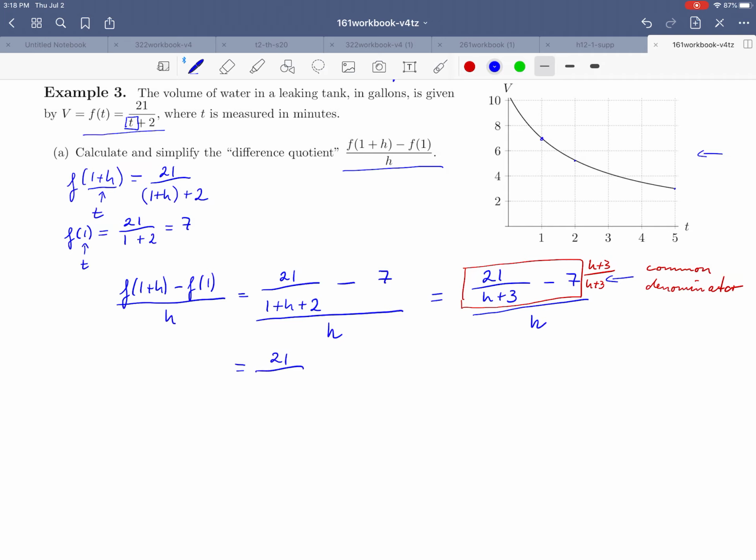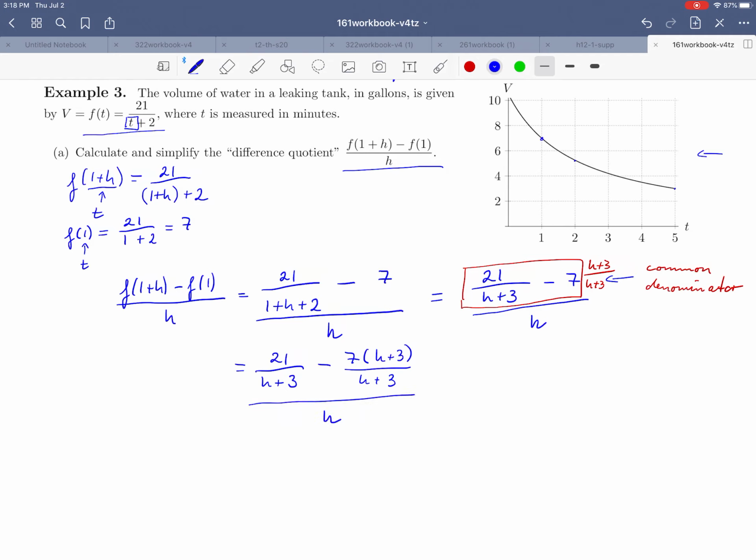So let's see what we get. We have 21 divided by h plus 3 minus 7 times h plus 3 divided by h plus 3. And then I still have that all over h.